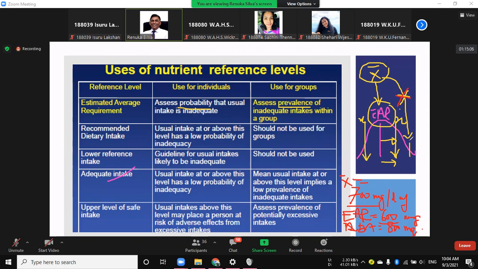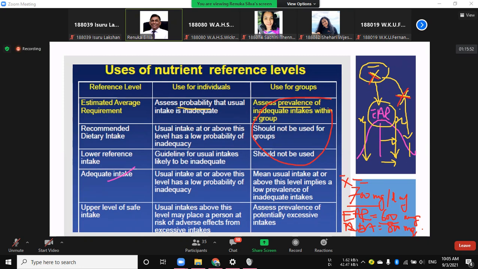Lower reference intake, again I'm talking about this part, should not be used to decide the nutrient inadequacy. Right. Now the upper level of safe intake and adequate intake have different uses. But the main thing that you should learn is that the mean value of your study sample should be compared with EAR, but not with the RDA value.